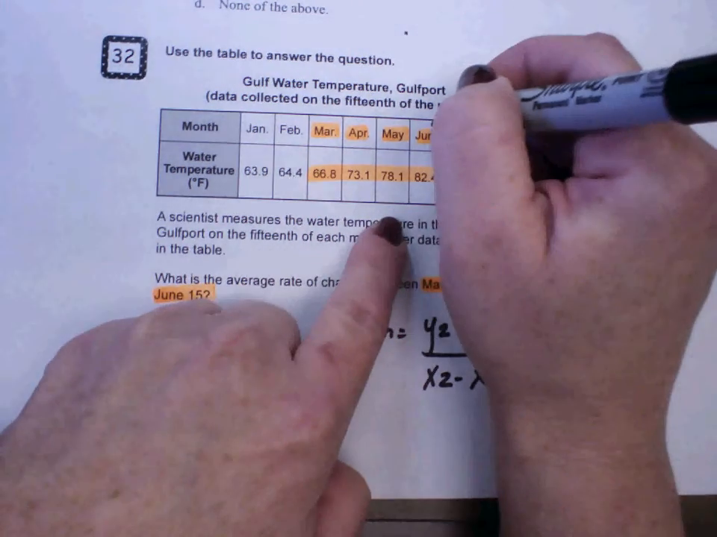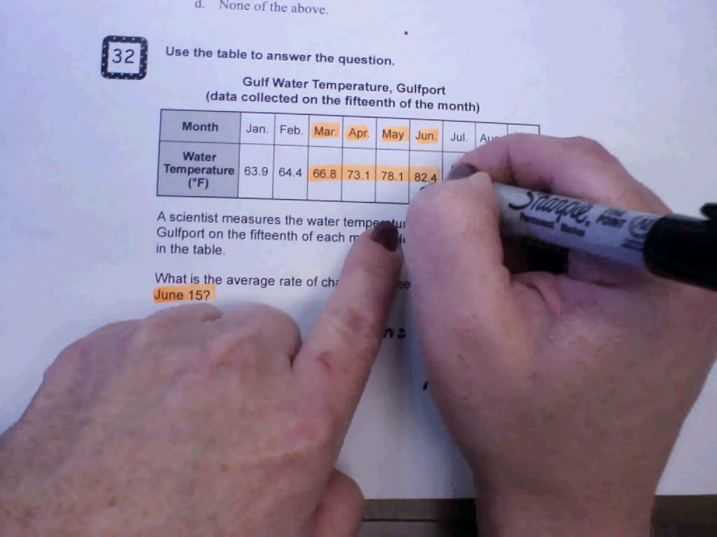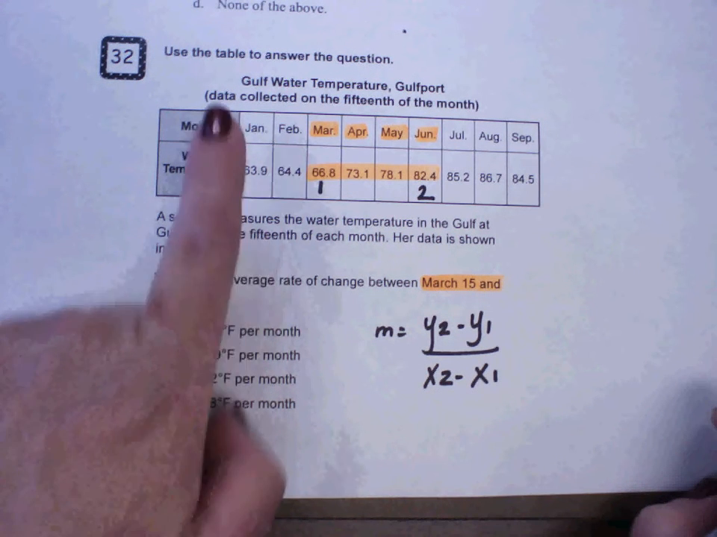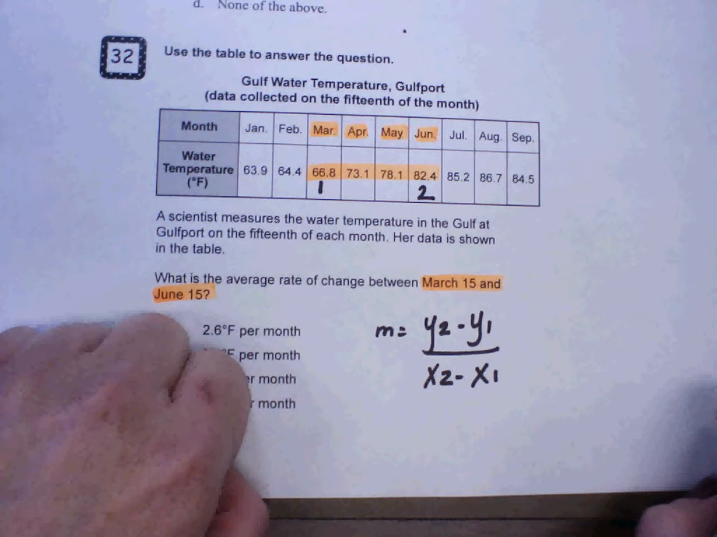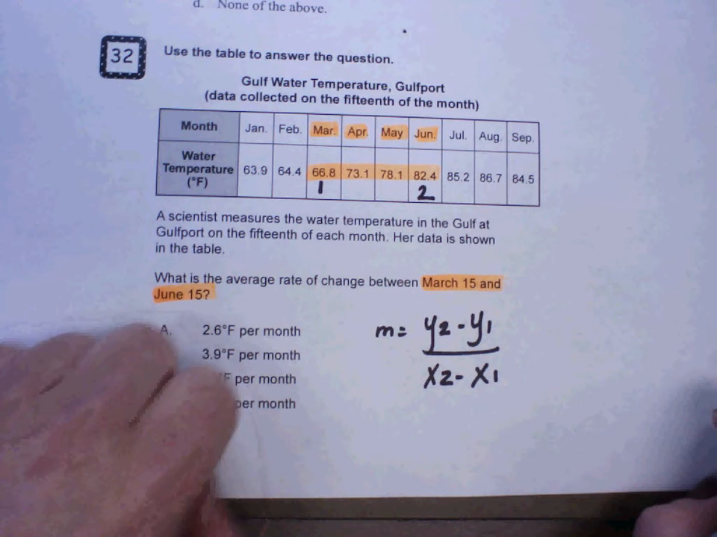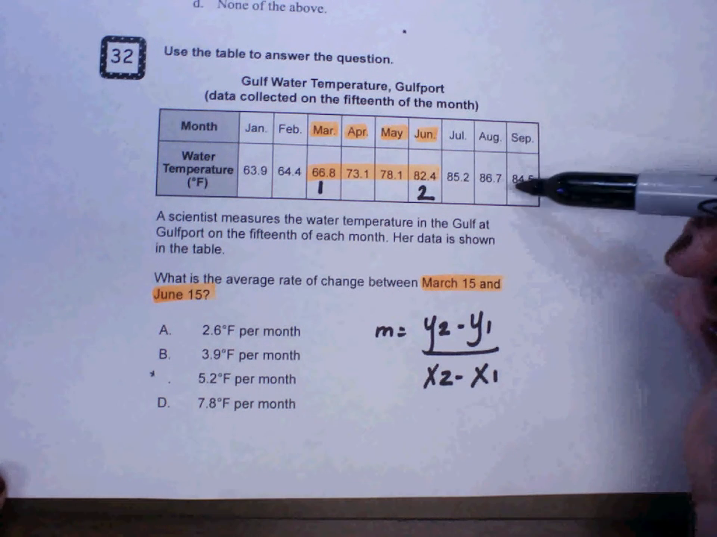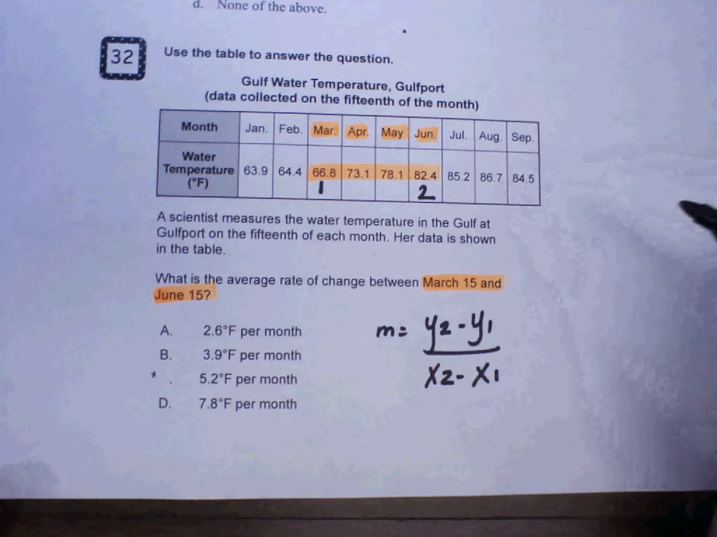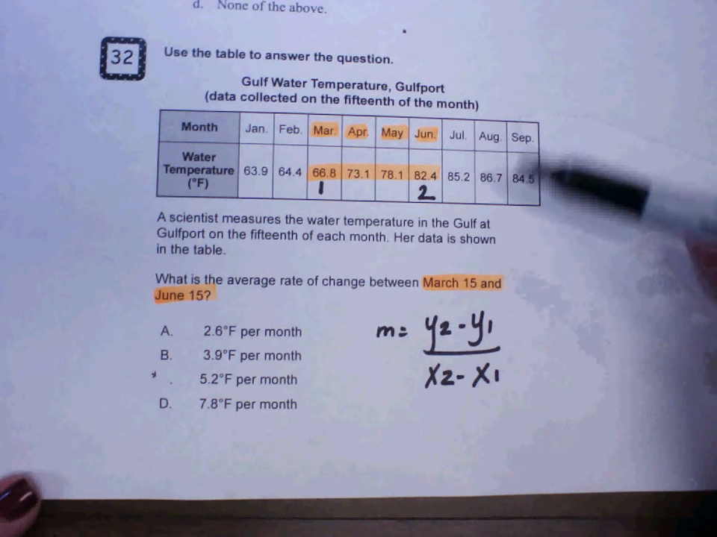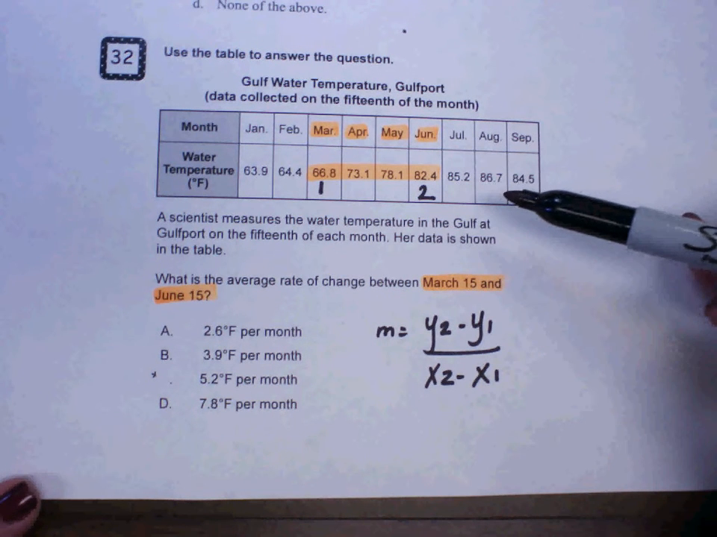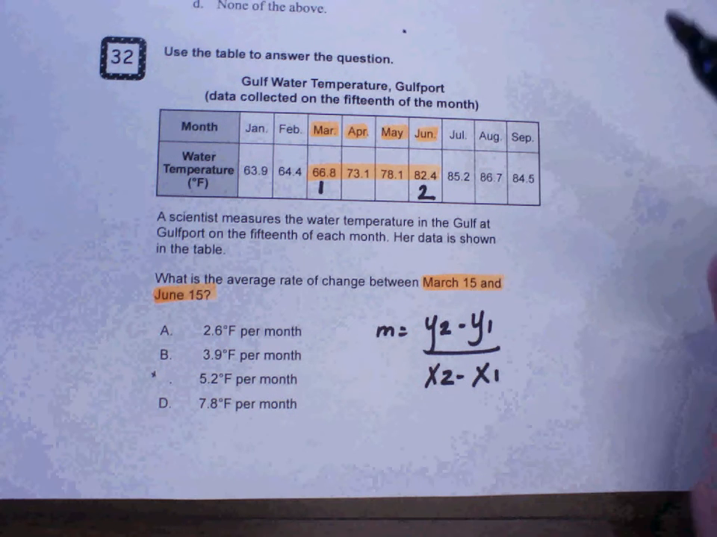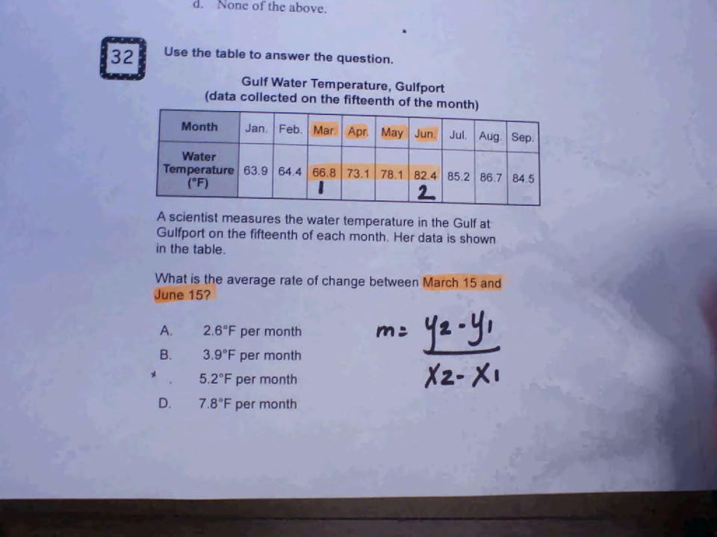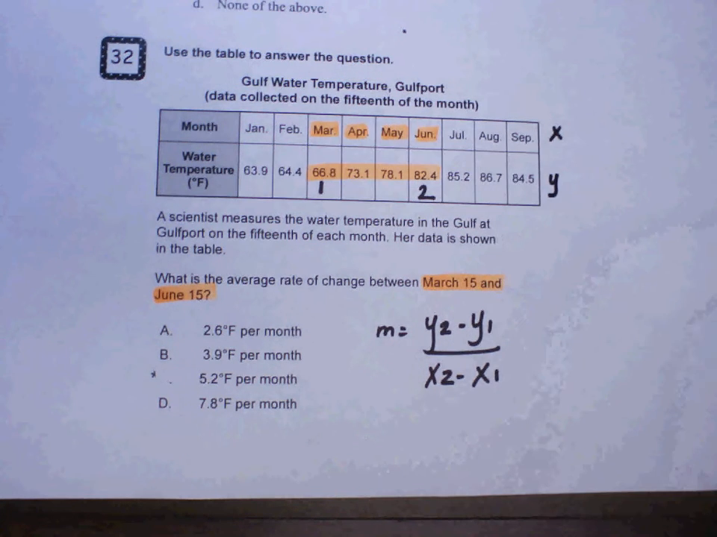So I'm going to call June my y2 and my x2. This is going to be my second point, and March is going to be my first point. Okay, so what's my y? Y depends on what? What depends on what? So is it the month on the temperature or the temperature on the month? The temperature on the month. Yeah, in December it's cooler than in July, correct? So the temperature depends on the month. All right, so this is your x and that is your y.